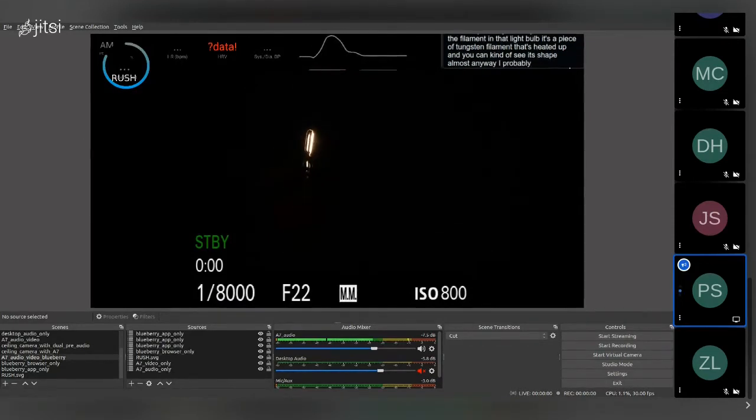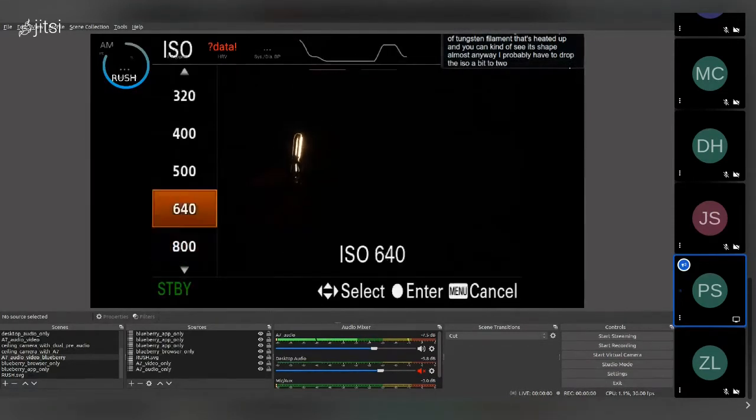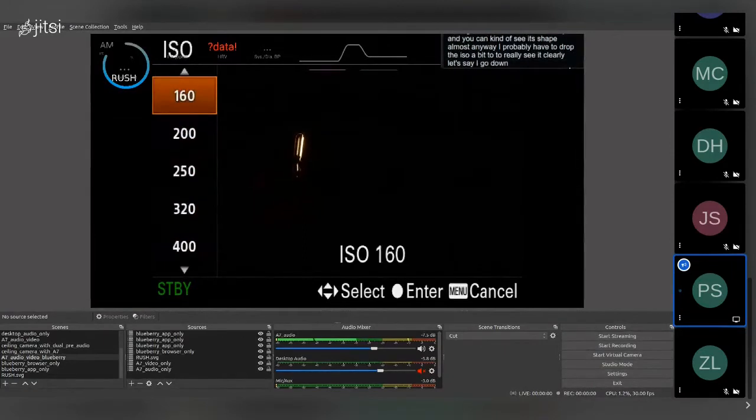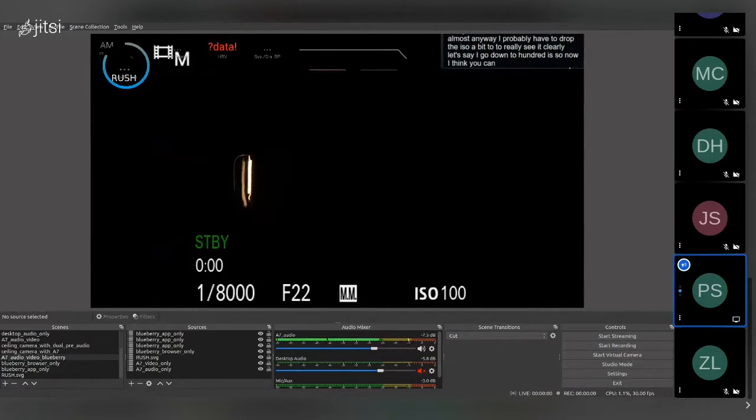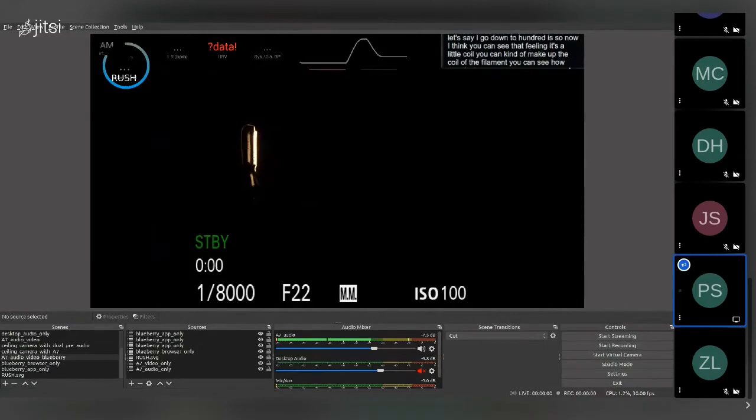I probably have to drop the ISO a bit too to really see it clearly. Let's say I go down to 100 ISO. Now I think you can see that filament. It's a little coil. You can kind of make out the coil of the filament. You can see how the filament is structured or made. But you can't see too much else other than that filament. That's ISO 100, f22, at 1/8,000th of a second.